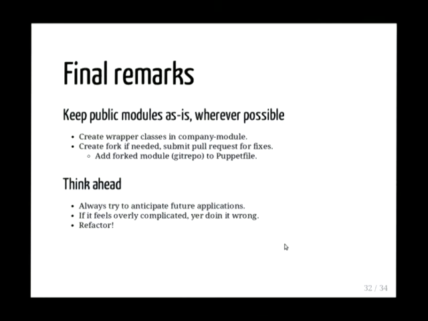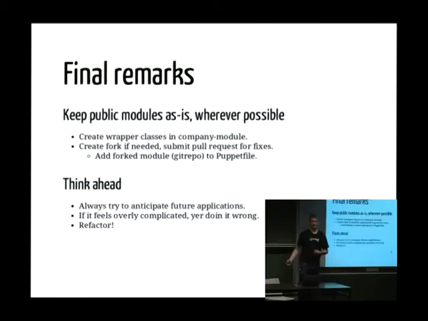So a few final remarks. If you're using public modules, and you probably are, keep them as they are. Don't try to make your own version of everything, because then you cannot update them anymore, which can be painful. You can create wrapper classes, of course, if you need some extra resources in a defined type or some specific things in a class. If it's really necessary, if it's broken, create a fork on GitHub. That's really easy, and you can add the Git repository in the Puppetfile. And don't forget to put up a pull request for the original author, so the original will be updated.